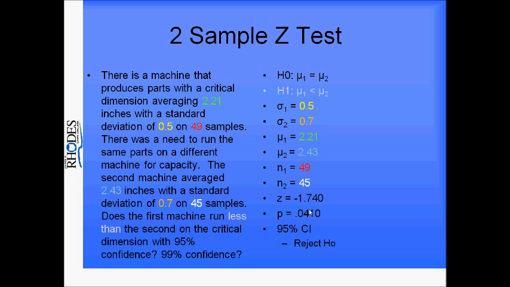Now, can we say that same thing for 99%? No, because the p-value for 99%, or critical value, is what? It's 0.01. P is greater than 0.01, so we fail to reject. Again, just being aware of what our confidence interval is and what our level of significance is.